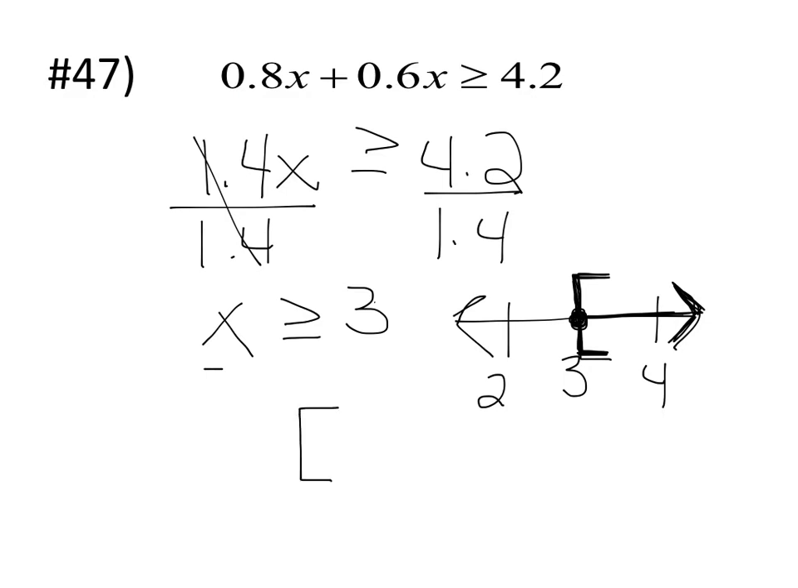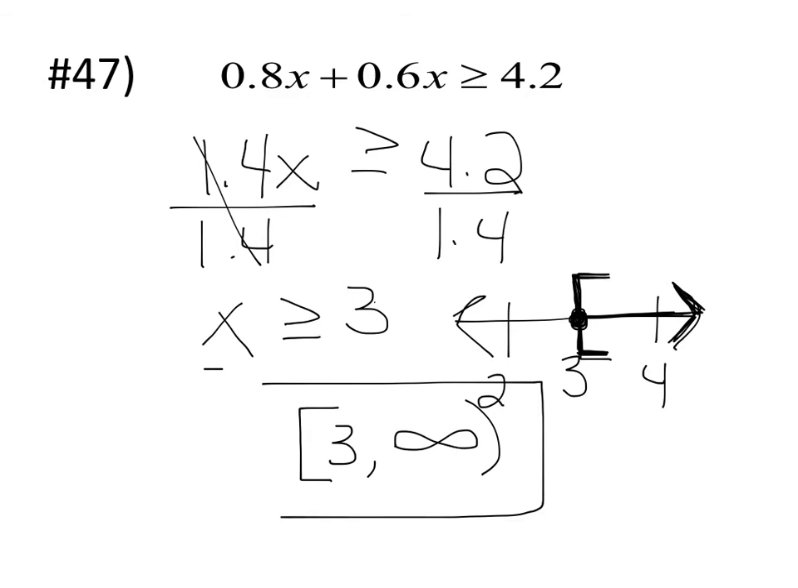Now my graph starts with a bracket at 3, goes on forever to the right. So that's infinity, and infinity always gets a parenthesis. So it is 3 to infinity.